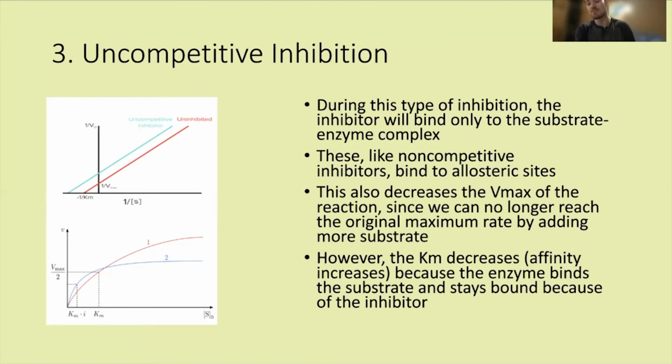The Km is actually going to decrease because, remember, these uncompetitive inhibitors can only attach to the complex. So if we have the substrate enzyme complex forming, then we finally have that inhibitor adding, it's going to be hard for that to dissociate. So that's going to increase the apparent affinity and it's going to decrease the Km.